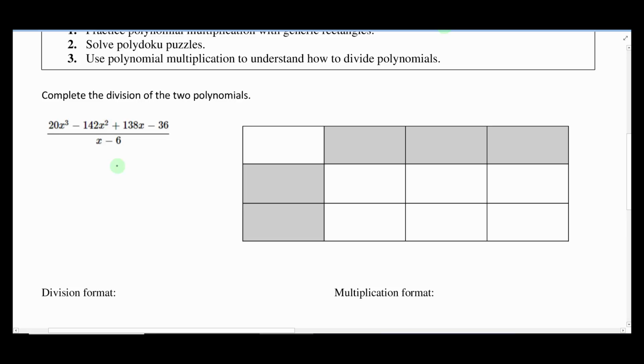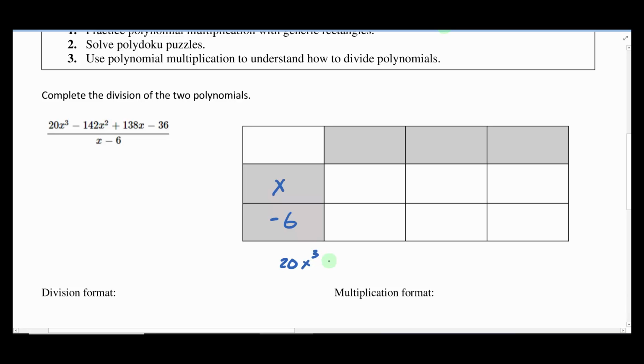Now, we've seen this before. This is the Polydoku setup, but it's really just a generic rectangle. We know the x minus 6 would go here along the side, and we would multiply by some other polynomial that would go here, and it would get us our expression that we wrote down underneath the box. That expression is the 20x cubed, so I'm just going to write that down there.